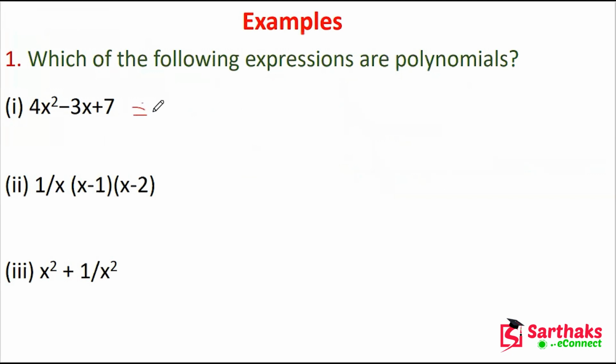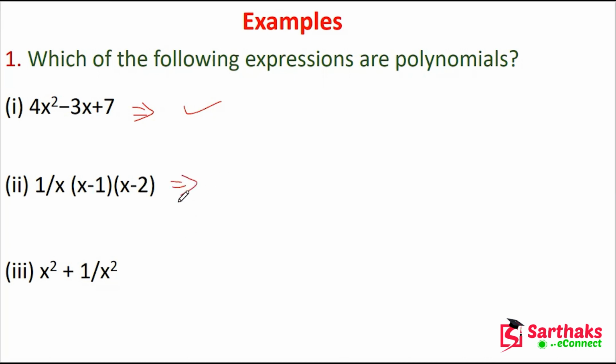If you look at the first one, 4x square minus 3x plus 7, yes, it is a polynomial. Now, can we say that 1 upon x into x minus 1 into x minus 2 is a polynomial or not? So let us solve this.